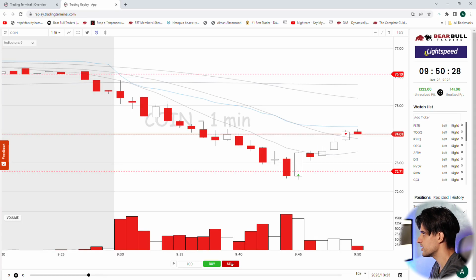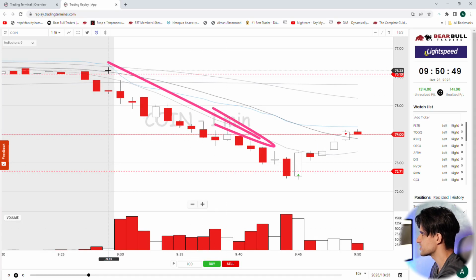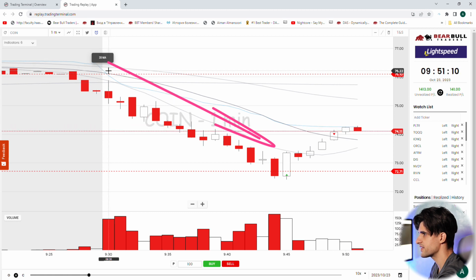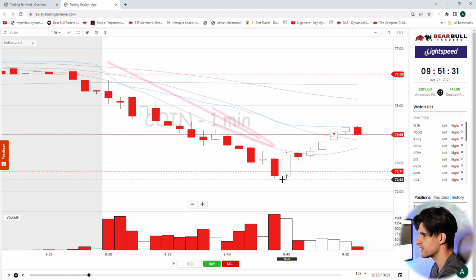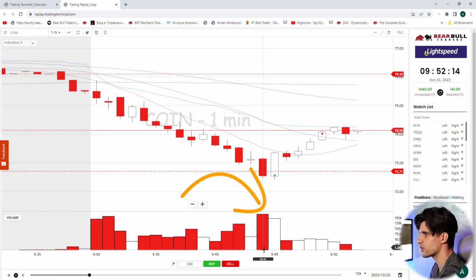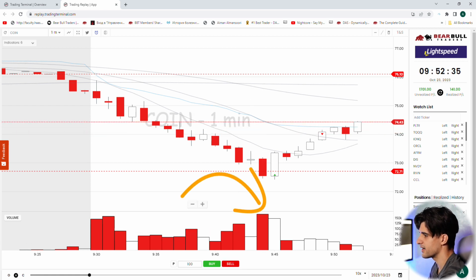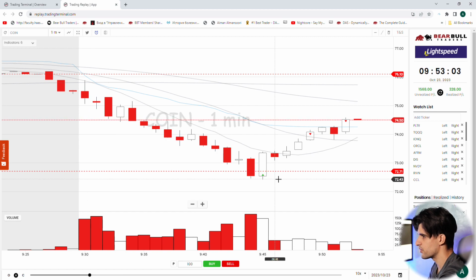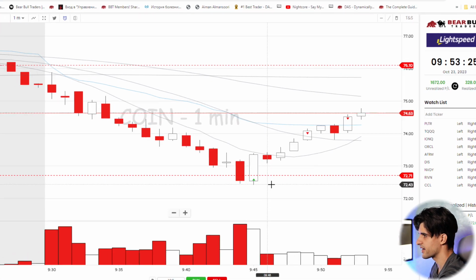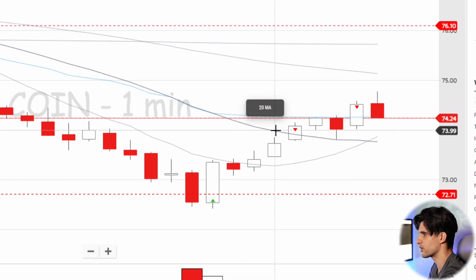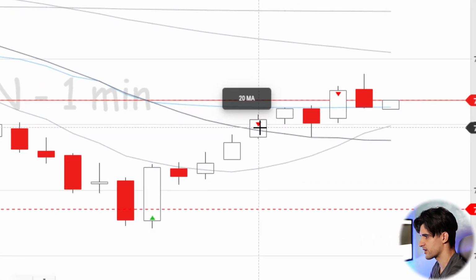Another thing that you could do is pay attention to the overall move, and you could see that the overall move is going from 76.20 all the way to 72, let's say 20, just for the sake of easier calculation. That's around $4. Your target would be 30% of the move. So that would be 72.40, add $1.50 to it, which is somewhere around 74. That is more than enough of a target for reversals.